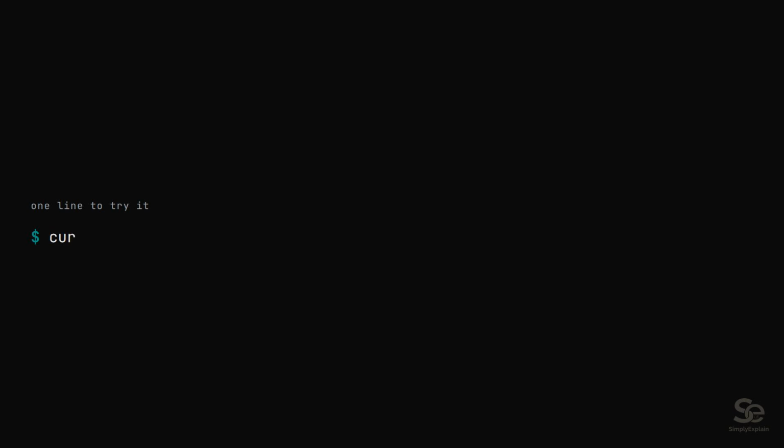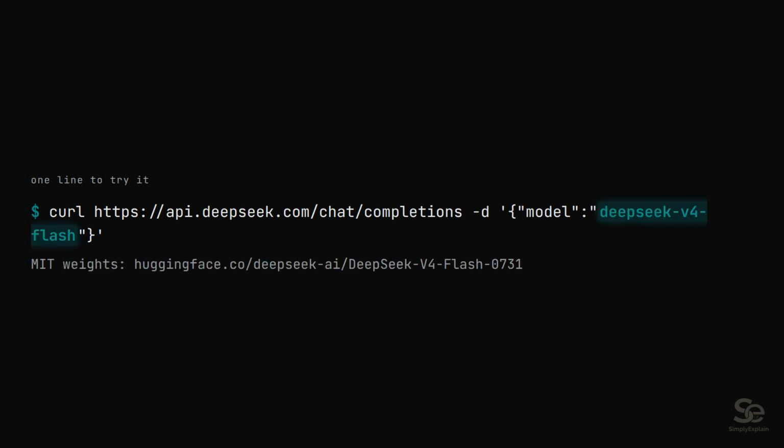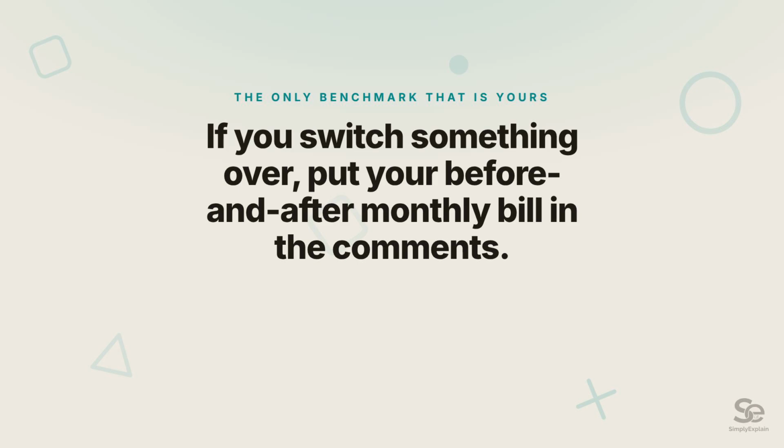It is one base URL change if you are already on an OpenAI compatible client, and the weights are MIT if you would rather host it. Everything is linked below.